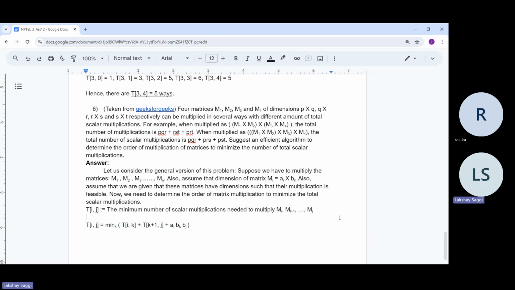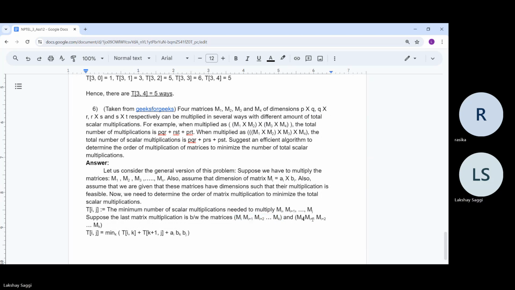And maybe I can just write this down. Suppose the last matrix multiplication is between the matrices Mi, Mi plus 1, Mi plus 2 till Mk, and I'm just giving you an intuition of what to think about this, and Mk plus 1, Mk plus 2 till Mj.